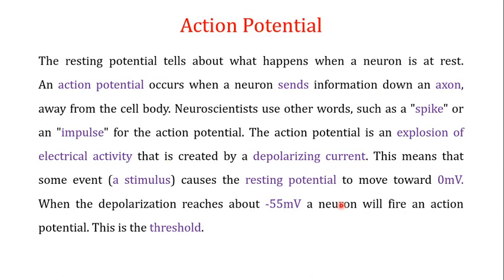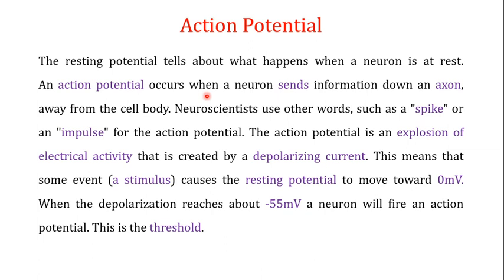So what is action potential? Now the resting potential tells us about what happens when a neuron is at rest. The action potential occurs when a neuron sends information down an axon away from the cell body. In my previous video, I've told you that the axons are actually the extensions of the cell body, and they are responsible for taking the message away from the cell body towards the axon terminal.